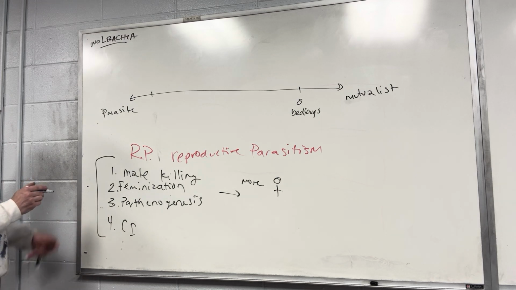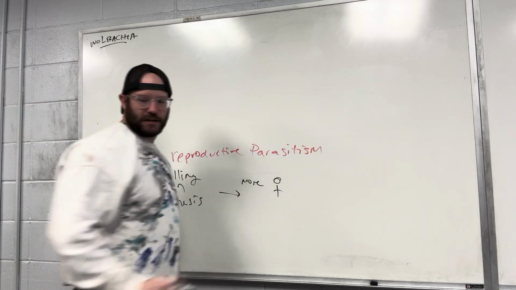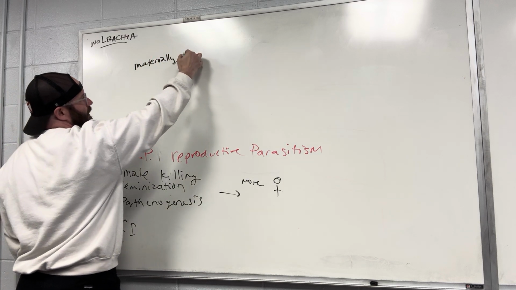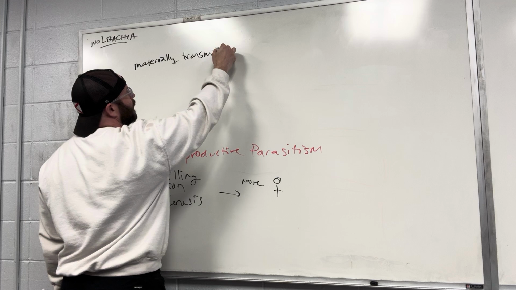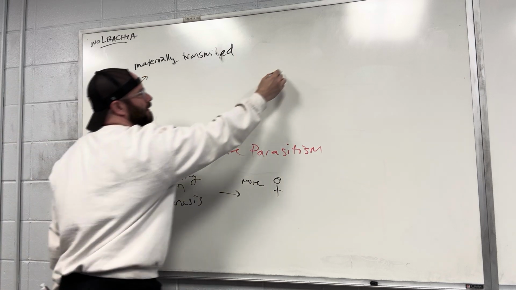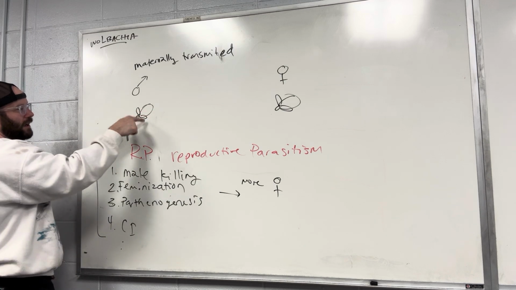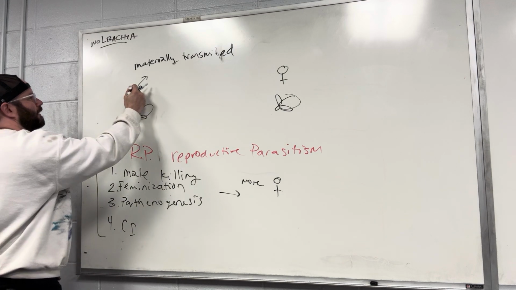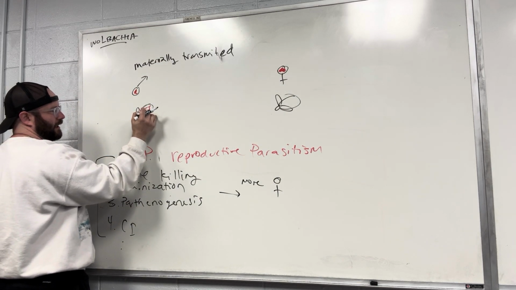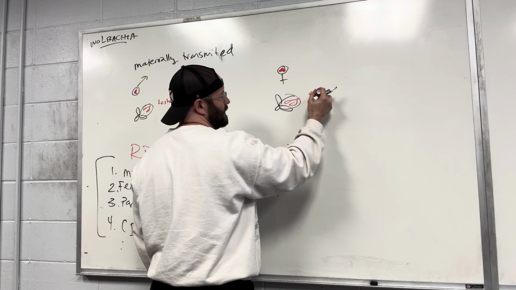Why do you think that Wolbachia wants there to be more females? Because another characteristic of it is that it's maternally transmitted. Okay, so if you had a male and a female, let's say fruit flies, and let's say they're infected with Wolbachia. In the male, the Wolbachia live or concentrate in the testes, and in the females, they concentrate in the ovaries.